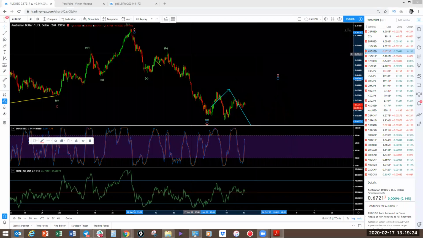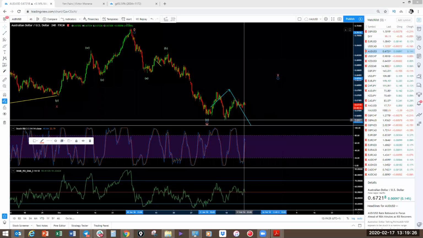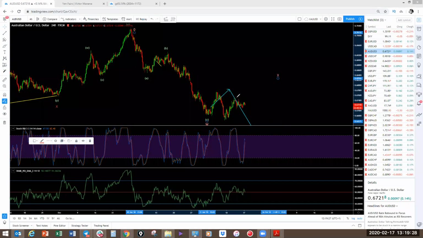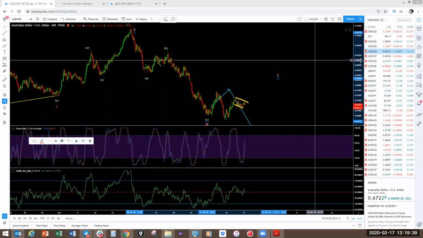Okay, so that is the Aussie US dollar. Now, is there a trade setup there? As much as the indicator may tell you, if this breaks to the upside, but there is no good risk to reward ratio trade. Okay, so that is Aussie US dollar.